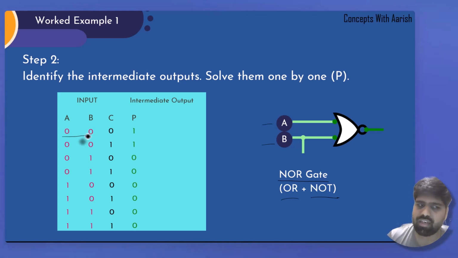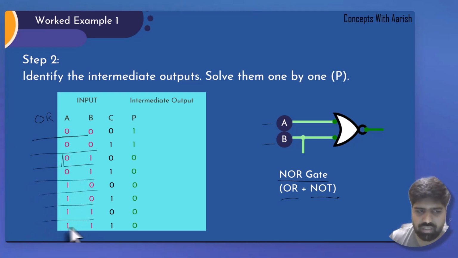I will write the OR for these ones. It is not written over here, just in order to clarify it so you can understand it better. Let me write it down over here. Now 0 and 0 will give you a 0, 0 and 0 will give you a 0, 0 and 1 will give you a 1 because one of them is 1, and then 1 again for the rest.